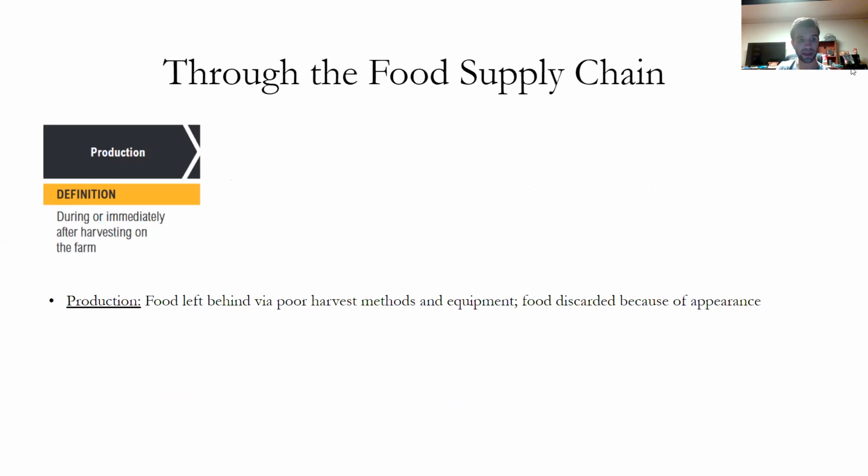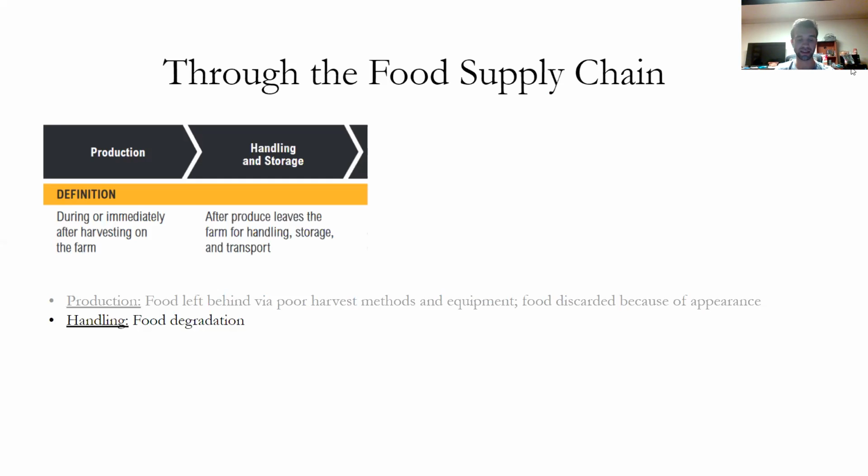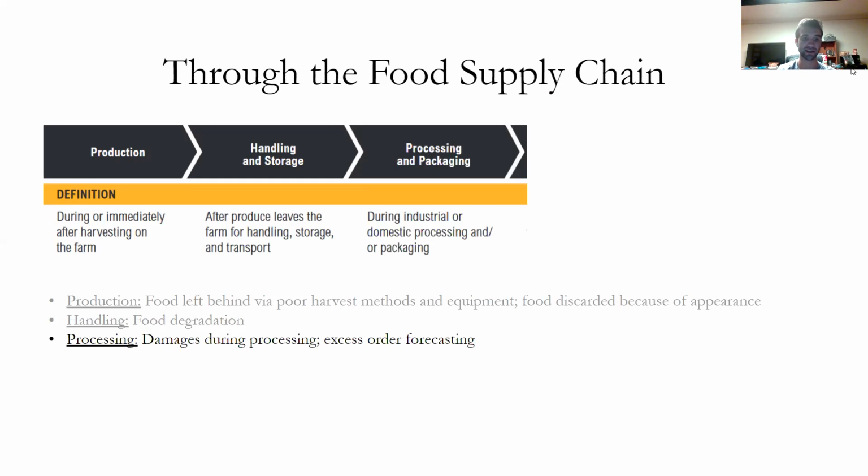So through the food supply chain, we have first of all production, which is during or immediately after harvesting on the farm. So food left behind via poor harvest methods and equipment, and food discarded because of appearance. That's how it can be wasted on the production side. After that, we have handling and storage, which is where the produce leaves the farm for handling, storage, and transport. And the way we could waste it here is they'd let it degrade for too long if they're not quick about it.